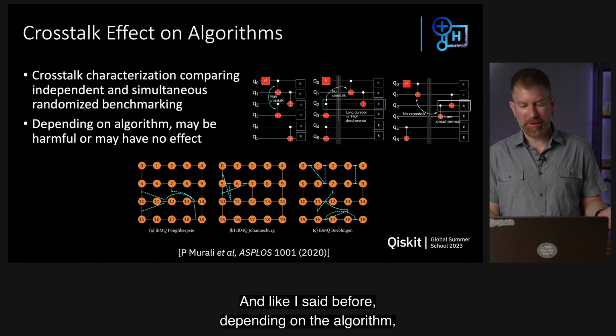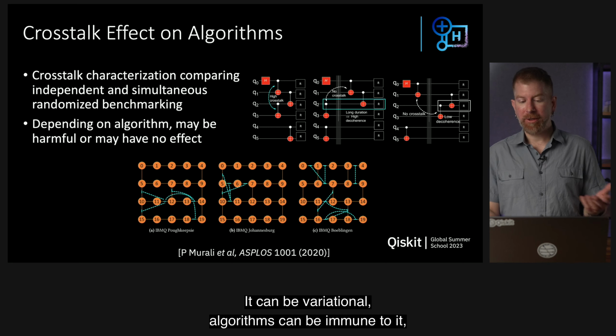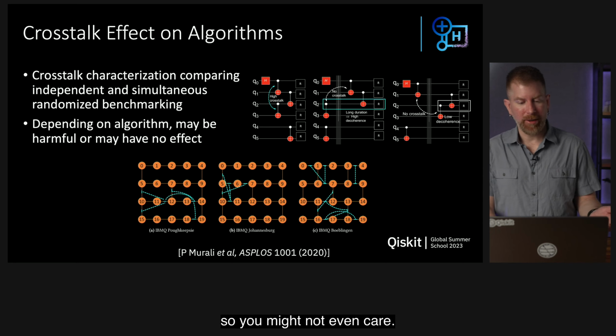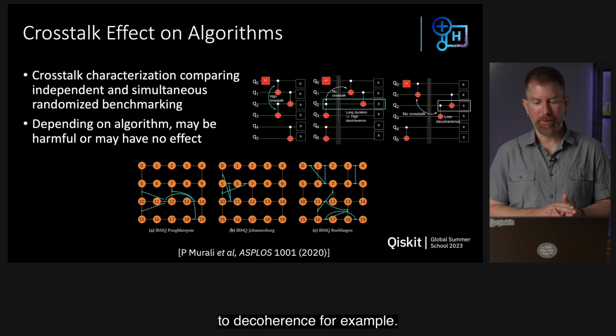And like I said before, depending on the algorithm, you may or may not care about crosstalk. Variational algorithms can be immune to it, so you might not even care. You might be much more susceptible to decoherence, for example, and so you might want to minimize it even with the added crosstalk.